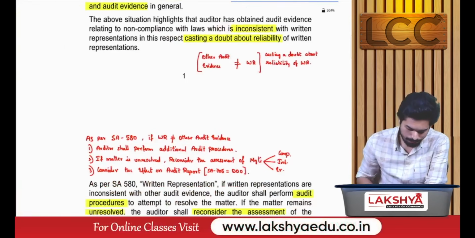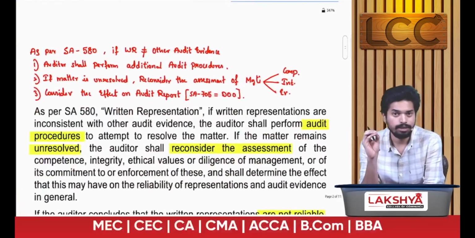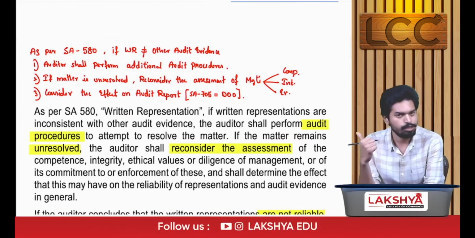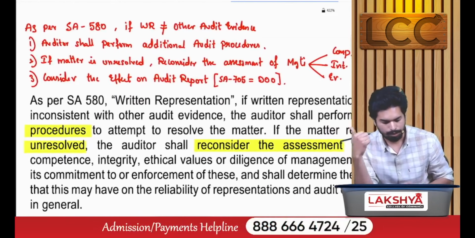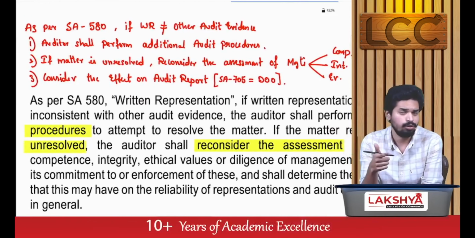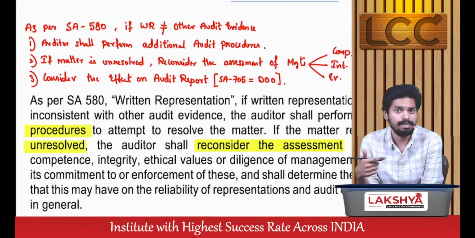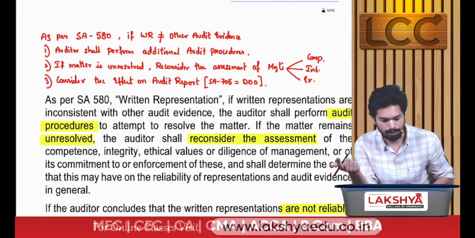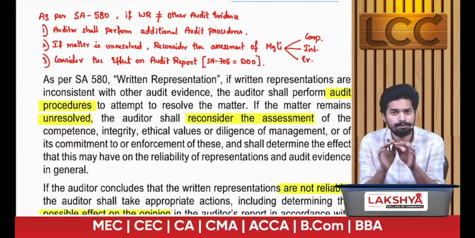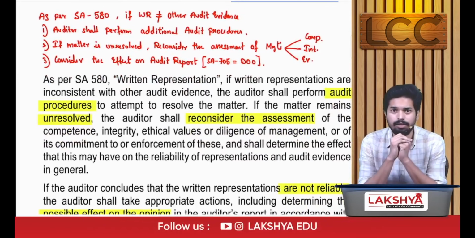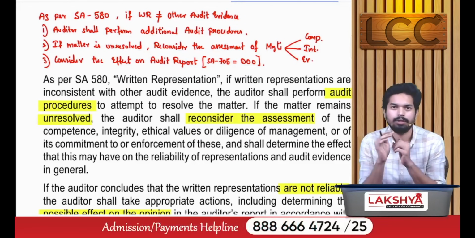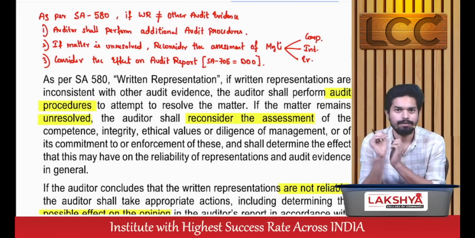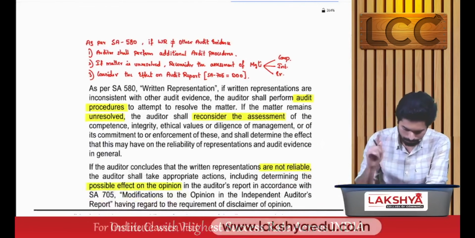Then as per SA 580, what does the auditor have to do if the written representations are inconsistent with other audit evidence? Point number 1, the auditor shall perform additional audit procedures. Point number 2, if the matter is still unresolved, then he has to consider the reassessment of the management's competence, integrity and ethical values. And if the written representations are still considered not reliable, then you have to consider that effect in your audit report, where you may issue a disclaimer of opinion as per SA 705. So this is your answer for 1A.